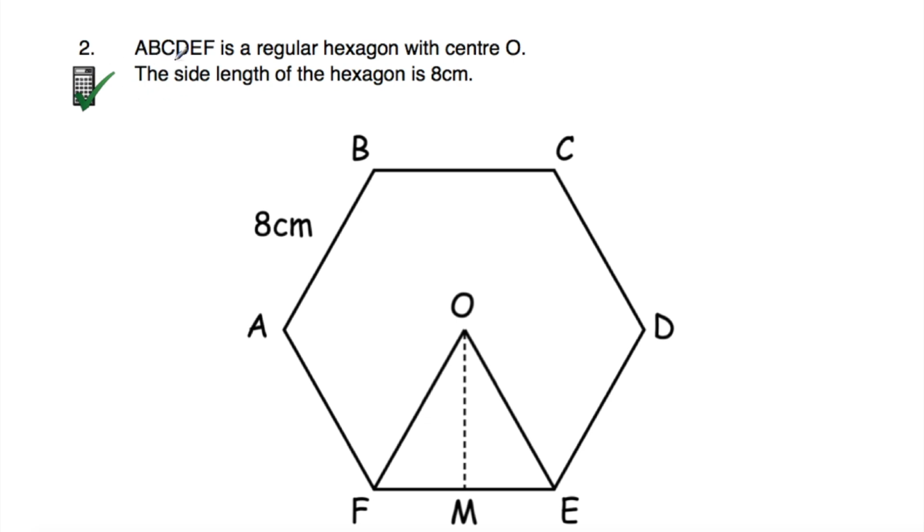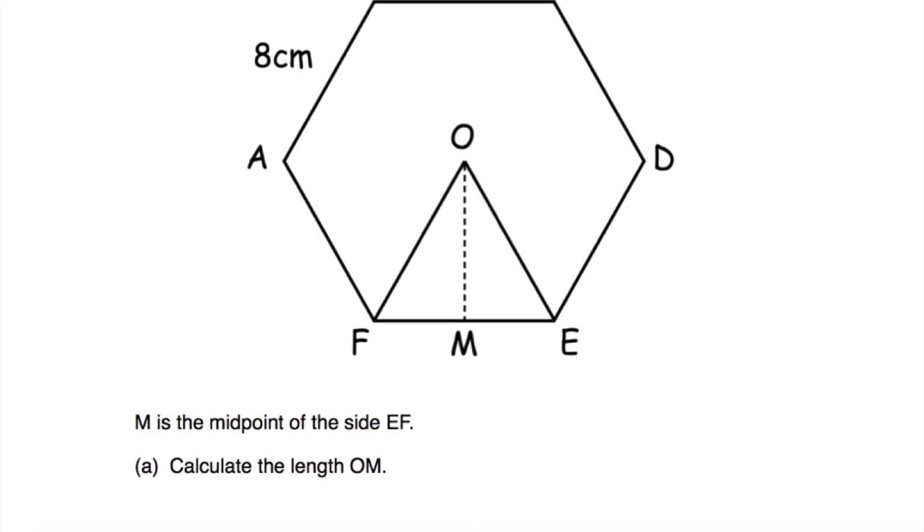Question number 2 says ABCDEF is a regular hexagon with centre O, so that's the centre of the regular hexagon. The side length of this regular hexagon is 8 centimetres. Remember, it's regular, so all the sides have got the same length. And then part A says M is the midpoint of the side EF, so M is the midpoint of this line. And we've been asked to calculate the length of OM.